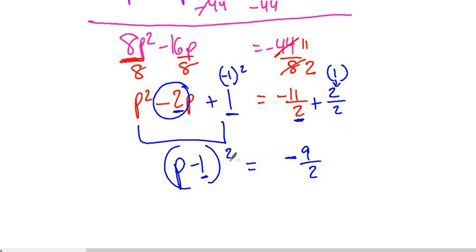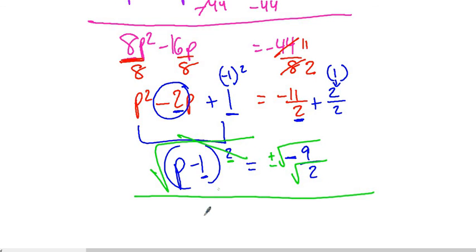Now we can finish this problem, so we need to get rid of this squared by square rooting. And whatever I do to one side, I have to do also to the other. Put a plus or minus in front right there. So those will cancel. We'll have p minus 1 equals, okay, so the bottom is still going to be the square root of 2. The square root of 9 on top, the square root of 9 is 3. The square root of negative 9 is not 3, it's going to be 3i. And hopefully you might remember that from earlier in this unit when we were talking about imaginary numbers.